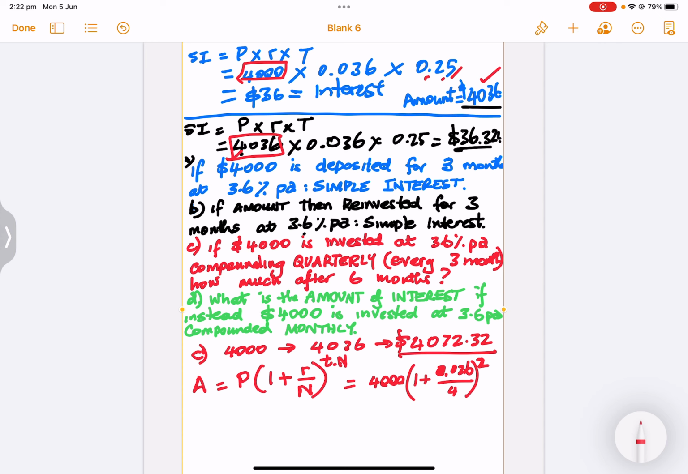So I'll show that on the calculator. 4,000 times open bracket 1 plus a fraction, because I've got this fancy calculator, I'm going to use this Casio ClassPad, this fraction key, 0.036 on the numerator and 4 on the denominator. Okay, go to the end, close the bracket, raise that to the power of 2, hit execute, find the decimal component, and it says $4,072.324. You can do that yourself, and that rounds off to $4,072.32.